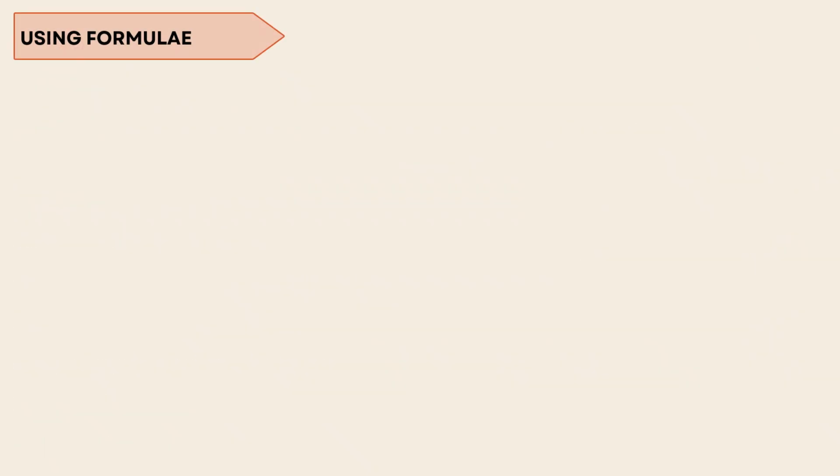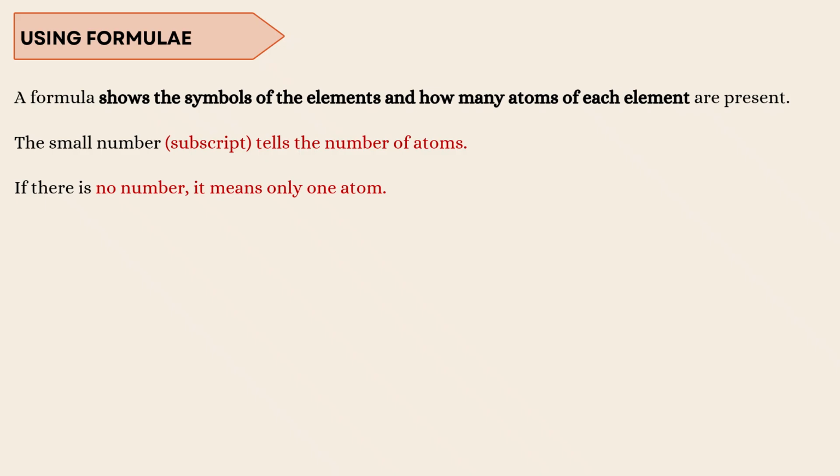Now, next, we will be understanding how to write a formula. The formula tells you how many atoms are present. For example, here I'm talking about calcium oxide. This chemical formula will tell you how many atoms of each element are present in the given substance. And always remember, there is a subscript number that we write after the symbol of that particular element, and that number tells you the number of atoms of that particular element present in the given substance.